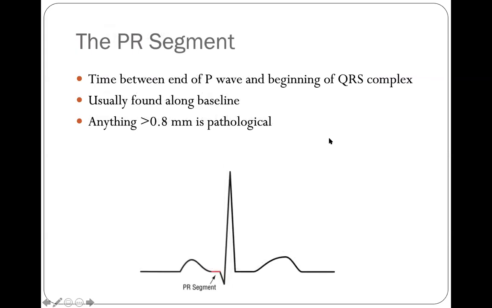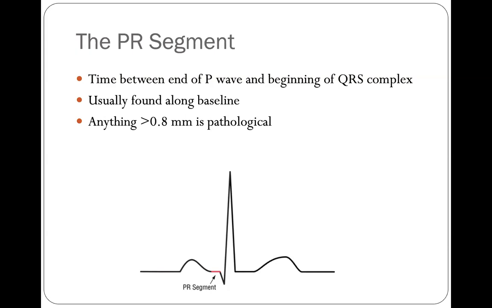The PR segment is the time from the end of the P wave to the beginning of the QRS complex. Not to be confusing, but there are some books that you'll read that will note it as the PQ segment. The PQ segment and the PR segment are synonymous. They mean the same thing. Most commonly, it's called the PR segment, and I will almost always refer to it as the PR segment. But don't be confused if you read something where it talks about the PQ segment. It is the same thing.